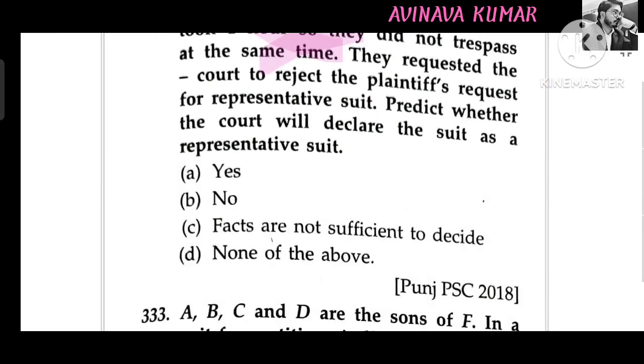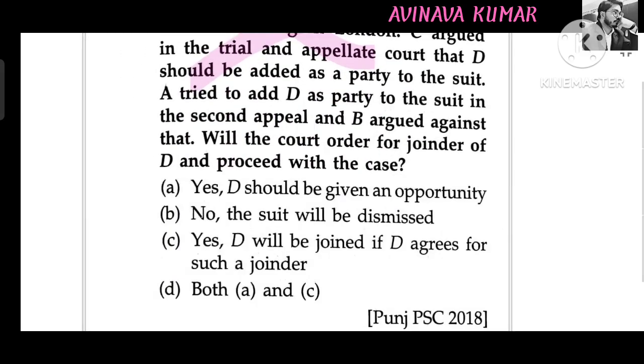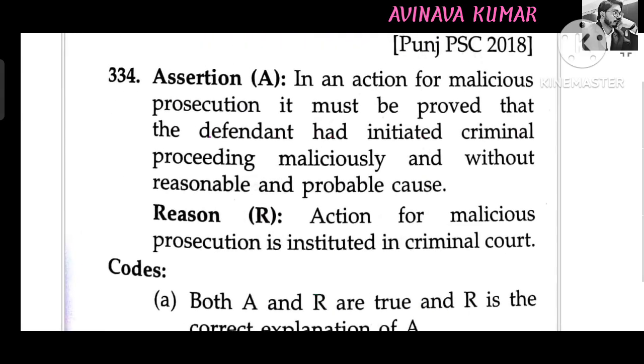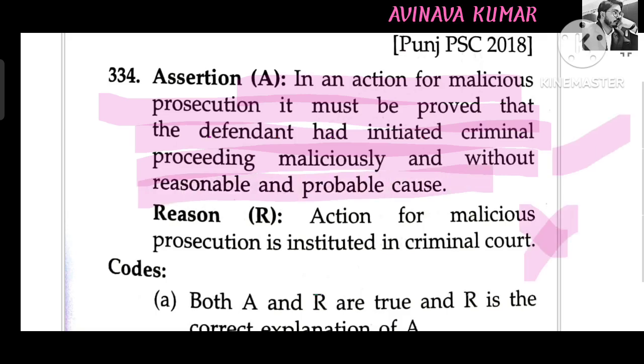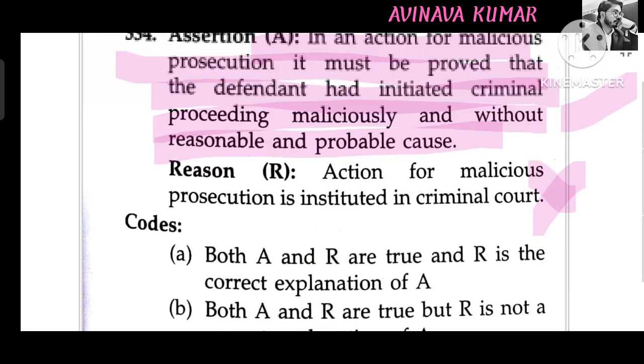This question is omitted. Assertion: in the action for malicious prosecution, it must be proved that the defendant had initiated criminal proceedings maliciously without reasonable and probable cause. This one is right, this one is wrong. An action for malicious prosecution is instituted in a civil court, not a criminal court.